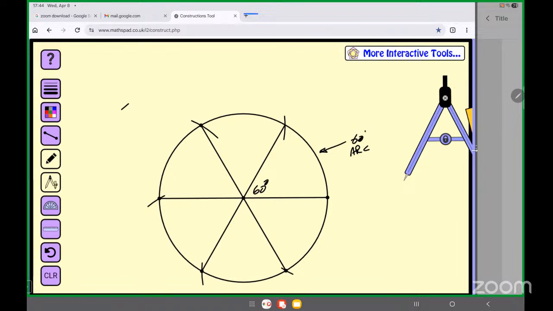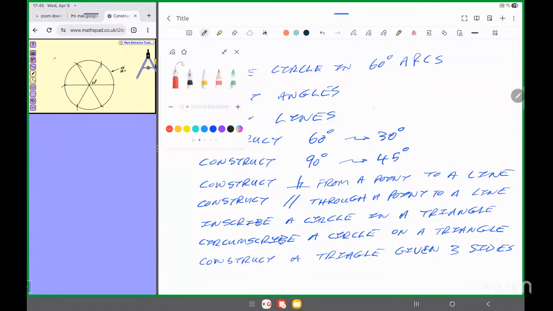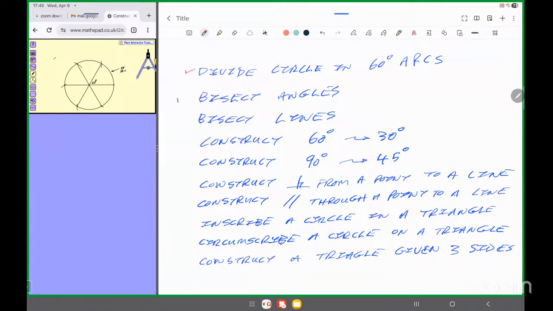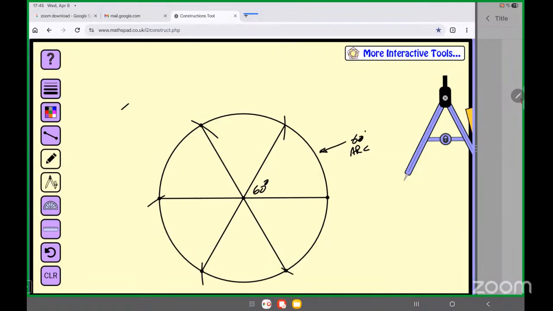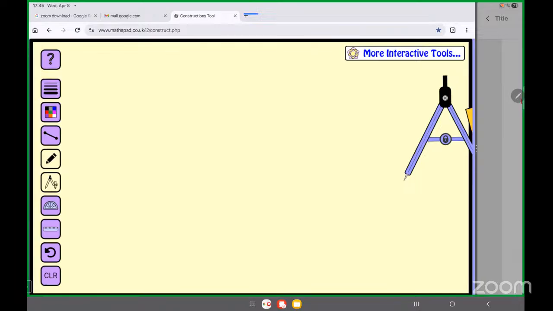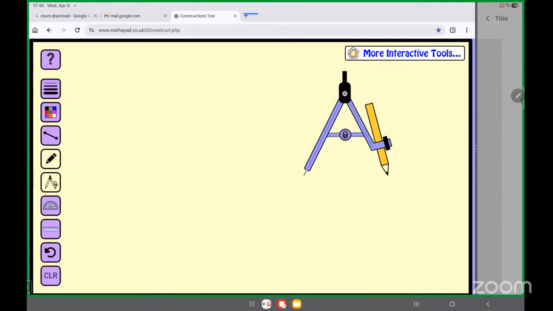So the next thing is to be able to bisect an angle. Bisect an angle, the next thing. So I'm going to clear this now. The video is here and you can go and watch it. To bisect an angle using your compass, I'm going to draw an angle first. And let's say I want to bisect that angle.